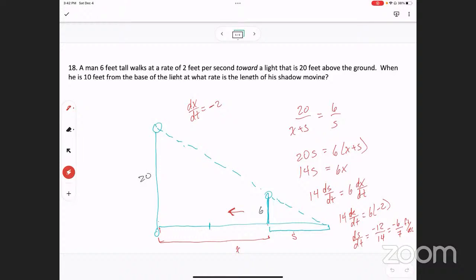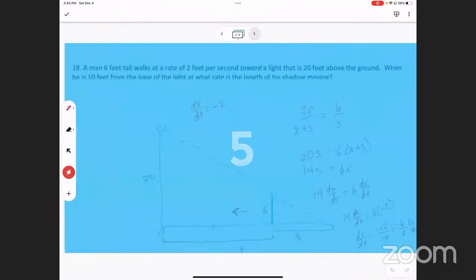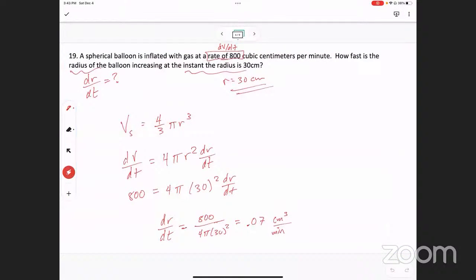So they didn't have to say, when he's 10 feet from the base, what is the length of the shadow? They could have just said, what rate is the length of the shadow moving at all times? Because that rate is constant. Does that make sense? But that was a little bit of a tricky point. And none of those videos that we watched pointed that out. None of them pointed out the fact that there was a fuller piece of information in that question.